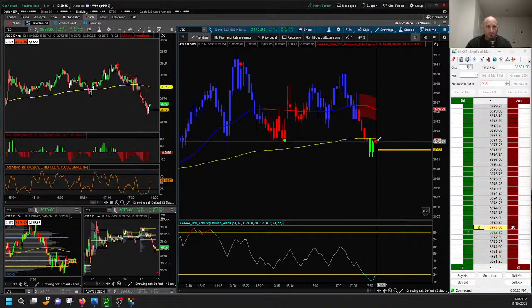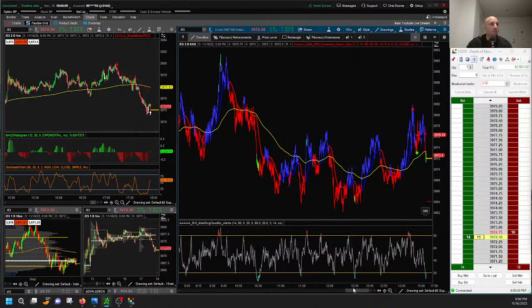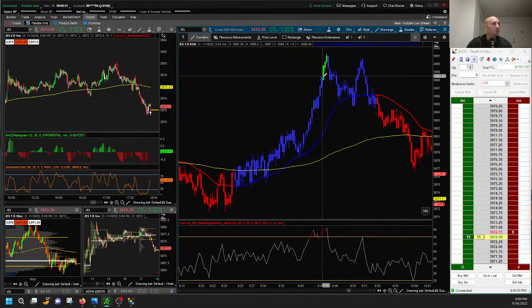So see how the candle's red right now? It's because of the RVI. As the RVI gets back up above 10, I believe it's 12, and then if we get below 5, then the candle turns white, and you'll see it.